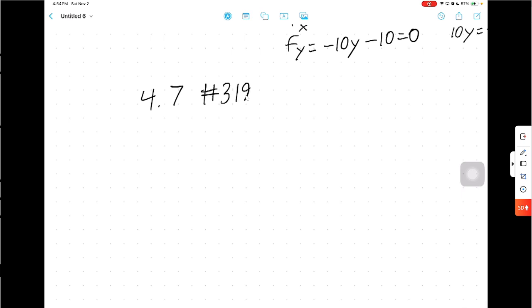319. Okay, 319 is use the second derivative test to classify any critical points and determine whether each critical point is a maximum, minimum, saddle point, or nothing.